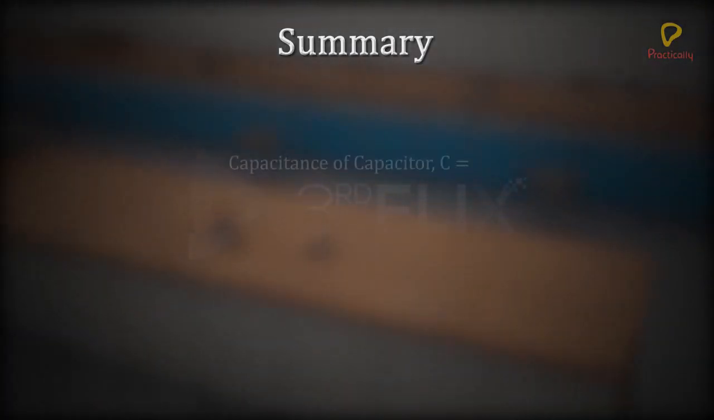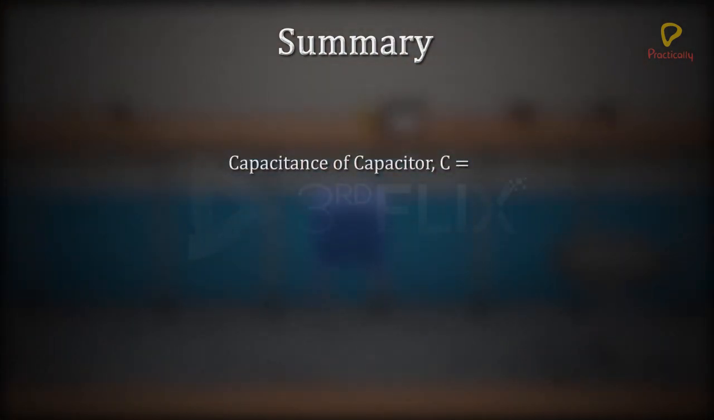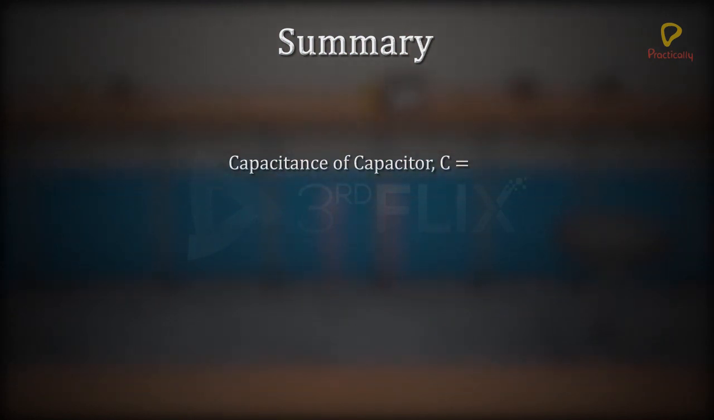Summary: the capacitance of a parallel plate capacitor with separation d and area A is given by the expression C equals ε₀A/d.